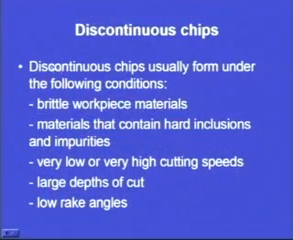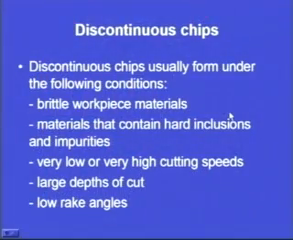Now, we come on to another type of chips, the discontinuous chips. Discontinuous chips usually form under the following conditions. There are conditions for the formation of continuous chips, certain conditions for the formation of built-up edge, and certain conditions for the formation of serrated or segmented chips. These conditions can be in terms of operating variables, the material of the workpiece, the tool material, or any other parameter, for example the cutting fluid. So, discontinuous chips will also form under a particular set of conditions.